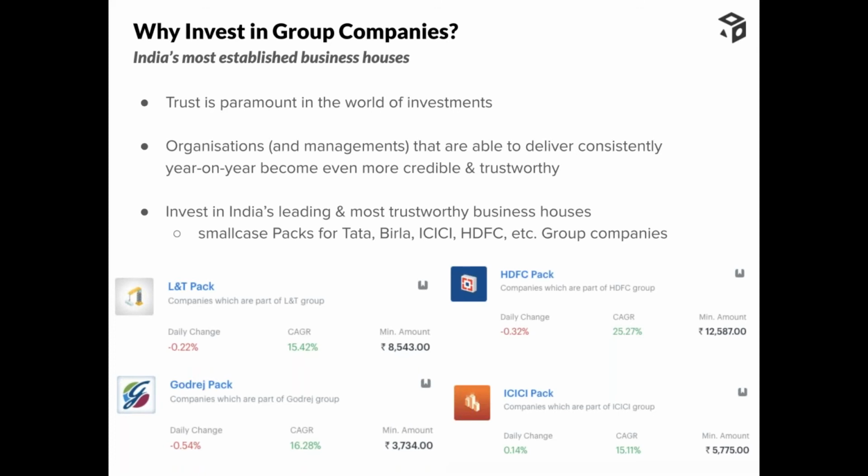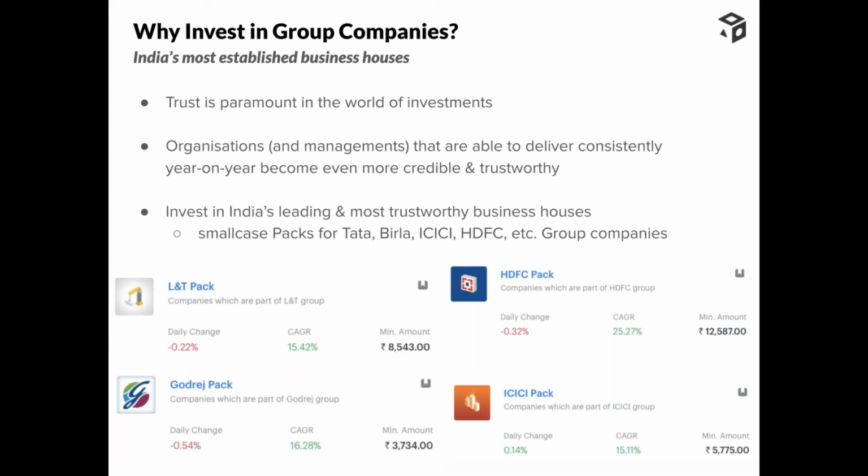Organizations and managements that have been able to deliver consistently year on year, they have been able to live up to their promises or even give unexpected benefits to their shareholders. Over time, they have earned the credibility and trustworthiness of the entire stock market. The market is a lot more likely to give them more leeway, to be more understanding of their plans, to be more patient if things don't go out as per plan.